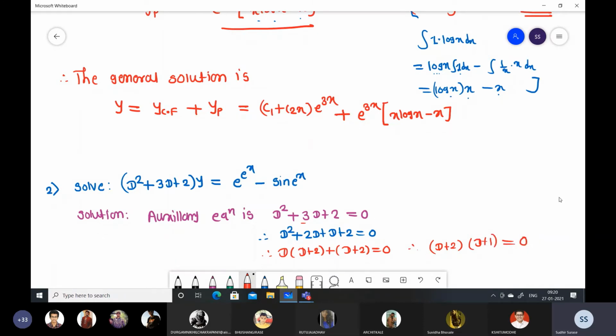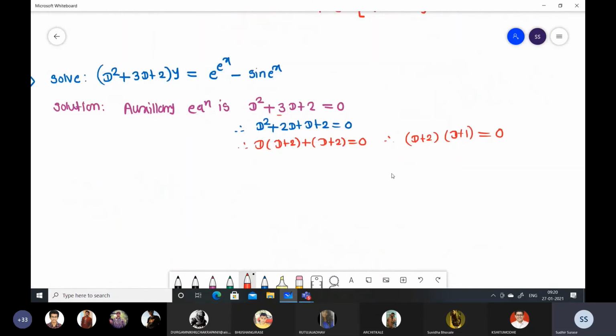And then I can have the roots from these two factors. Therefore d is equal to minus 2 from the first factor and minus 1 from the second factor. So we can see roots are real and distinct. As they are negative, still it is okay. They are real and distinct, and therefore the complementary function YCF.